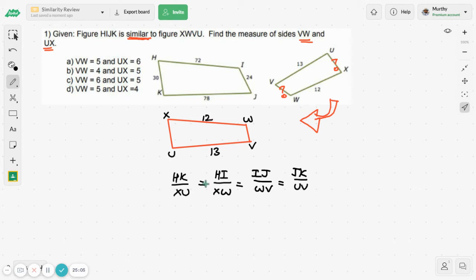Now plug in the values. HK is 30 units, XU is not known, HI is 72, XW is 12 units. Next IJ, I see 24 from the figure, and WV is not known, equals JK, I see 78, over UV is 13.